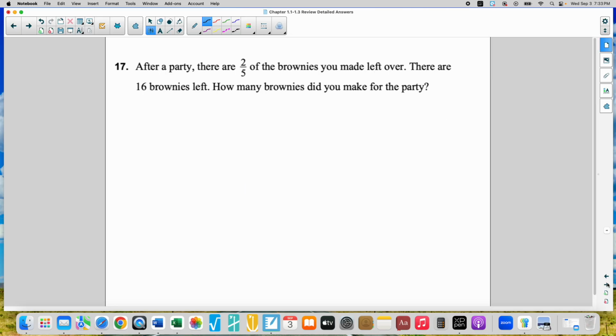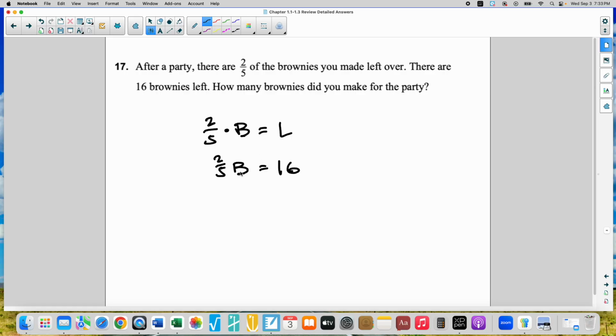Another good one. After a party, there are 2/5 of the brownies you had made left over. There are 16 brownies left. How many brownies did you make for the party? So after the party, there are 2/5 of the brownies. Of is multiplying. So 2/5 of the brownies equals the leftovers. If there are 16 brownies left over, then we would plug in 16 for the leftover, and we get 2/5 B.